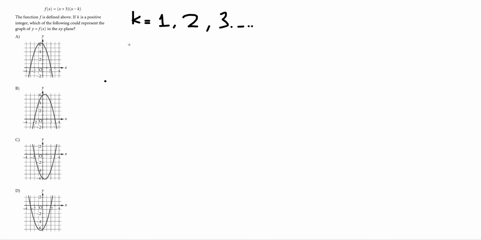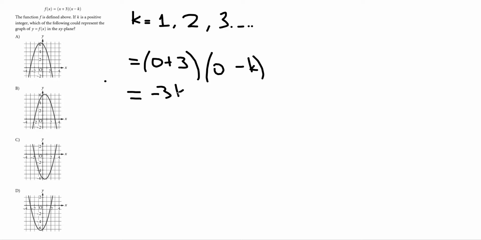So if you plug in 0 in place of x, we would have 0 plus 3 times 0 minus k. So this is minus 3k, right? We know k is positive, right? So does it matter if it's 1, 2, 3, 4? The value of this function will be negative.